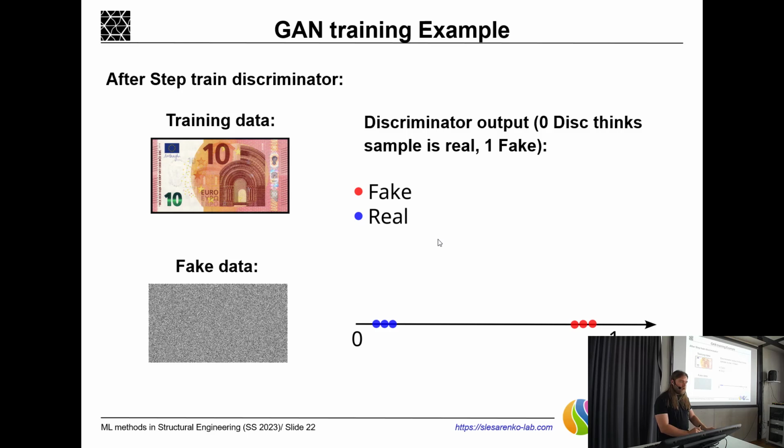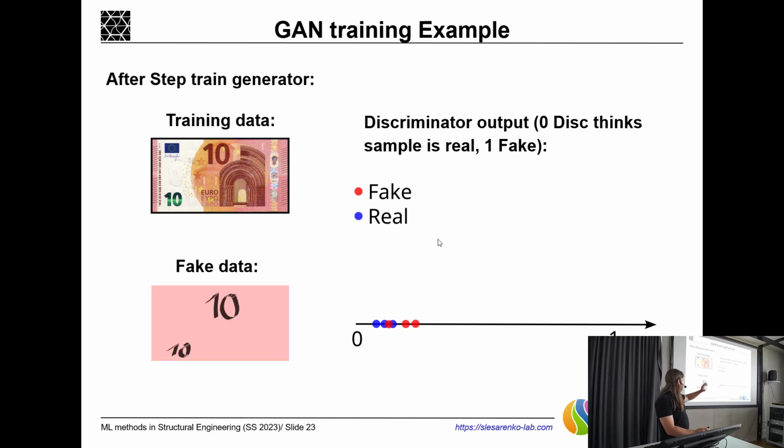Just train the generator, keep the discriminator the same. Less noise, yes. What will happen with the generated images in terms of the discriminator here? Where will the red dots go? Yes. And depending on loss, they will get very close. And our fake data will start to resemble the 10 euro bill a little bit more. So maybe get pink and has the tens on them.